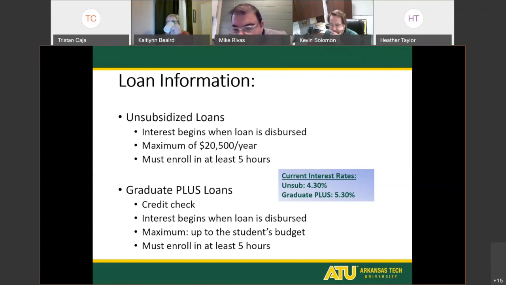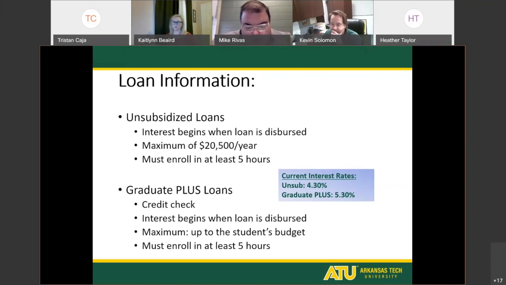So on the Graduate PLUS loan, that one is a credit check. You go to the same place where you complete the FAFSA, studentaid.gov, and you just sign in and apply for the Graduate PLUS. It'll tell you within just a couple minutes whether you're approved or denied for that. If you're approved, it gets sent to me with how much you want to borrow, and we can give you that up to your budget, which is just an estimate of your tuition and fees, transportation, on or off-campus housing, books, that kind of stuff. A lot of times that unsub loan of $20,500 eats up a bunch of that budget. So there's not a whole lot of room for a Grad PLUS, but we are going to give you whatever you're eligible for. Again, you must be in at least 5 hours.